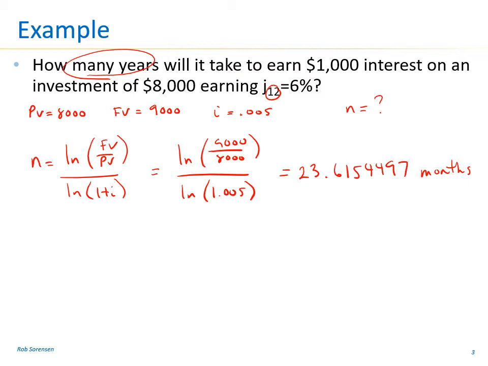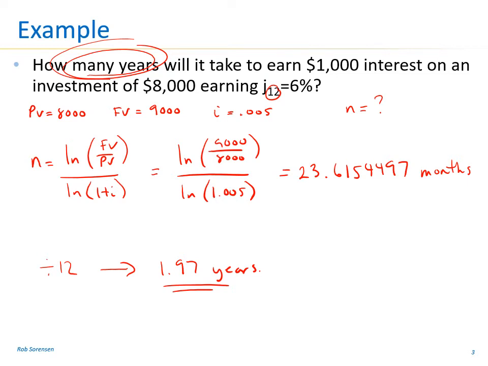How do I convert that to years? Because that's what the question asked. Remember up at the very top here, how many years? Well, to convert from months to years, you just divide by 12. And if we do that, we're going to get 1.97 years. And like usual, I'll go to 2 decimal places. So just under 2 years, you'll have your $1,000 interest on your investment of $8,000. That's all we have to do.